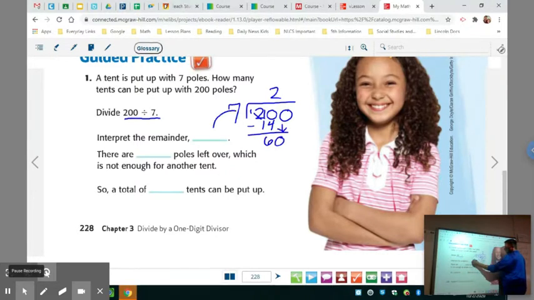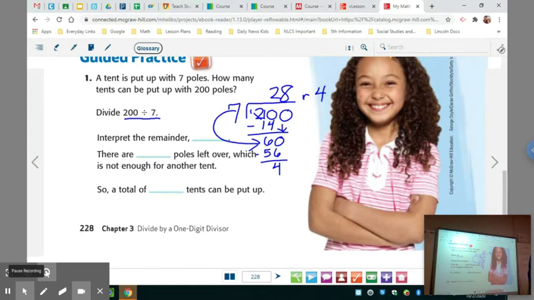How many times will 7 go into 60? 7 goes into 60 8 times. What's 8 times 7? 56. And then you subtract those, you're going to get? 4. So we have 28 remainder 4.